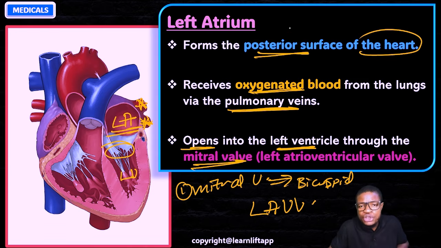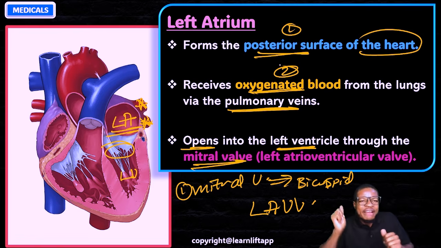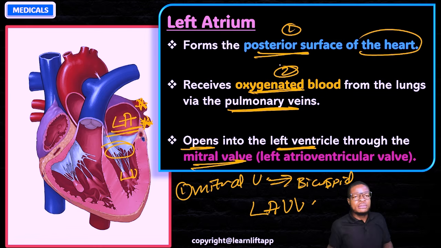So for the left atrium, I've given you three things. Number one, it forms the posterior surface of the heart. Number two, it receives oxygenated blood through the pulmonary vein. And number three, it opens into the left ventricle through the mitral valve, or the bicuspid valve, or the left atrioventricular valve. That's it.